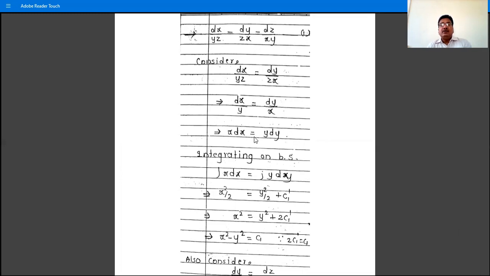But if we cannot separate the variables, then apply the second method, that is, it is either of the homogeneous type or the non-homogeneous type. There are some special methods to solve homogeneous and non-homogeneous differential equations. If it is a linear differential equation, the basic form is dy by dx plus P(x) y equals Q(x), where P(x) is a function of x and Q(x) is purely a function of x.